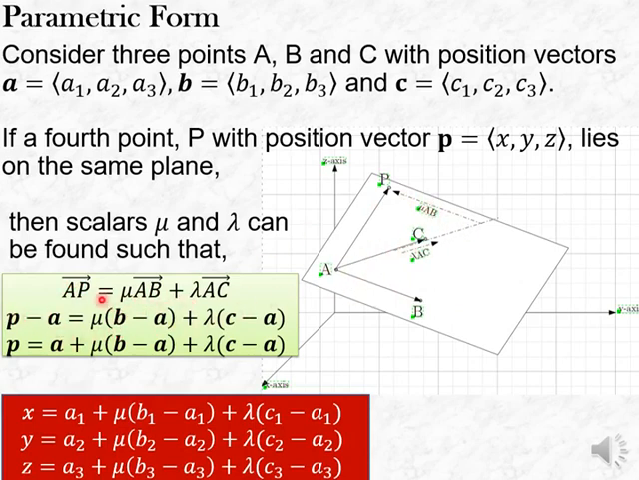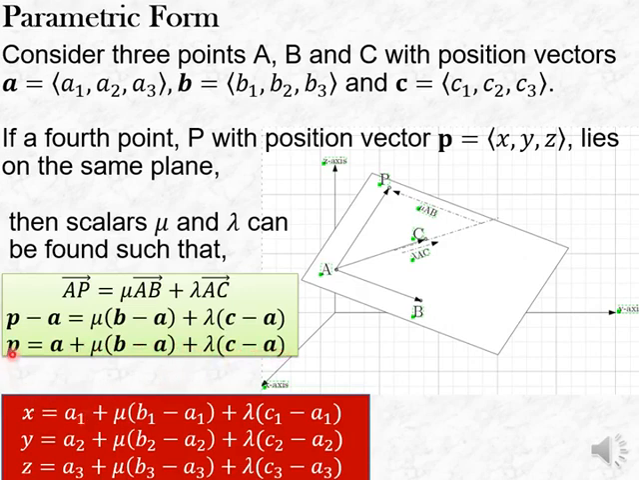When you simplify this, we substitute for the components of AP. AP is the same as OP minus OA, or the position vector of P minus the position vector of A, which is P minus A. Here, AB is the position vector of B minus the position vector of A, which is this, and AC is the position vector of C minus the position vector of A, which is this. Then if you rearrange this expression, you get P equals A plus mu into (B minus A) plus lambda into (C minus A).